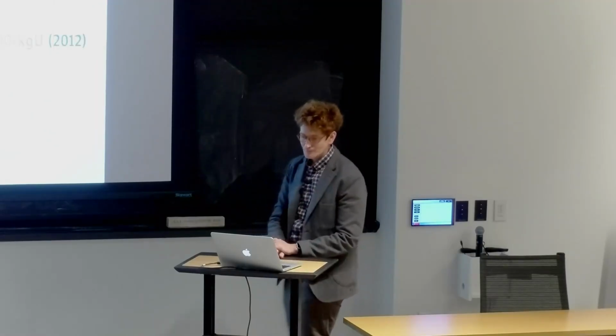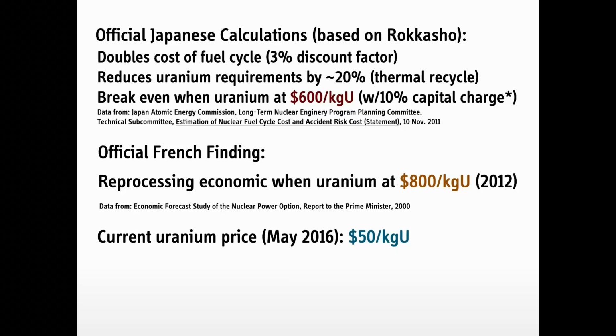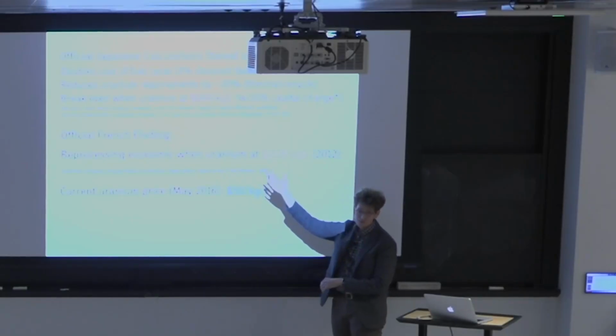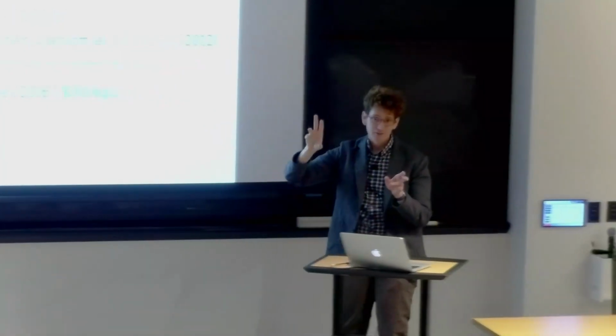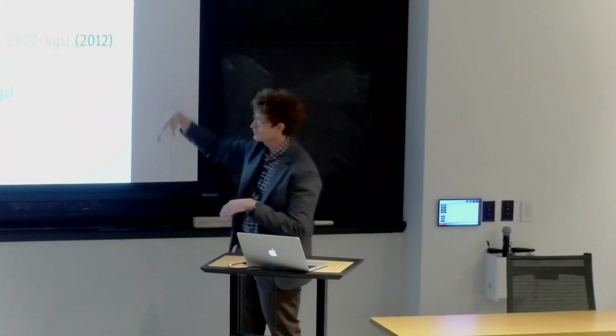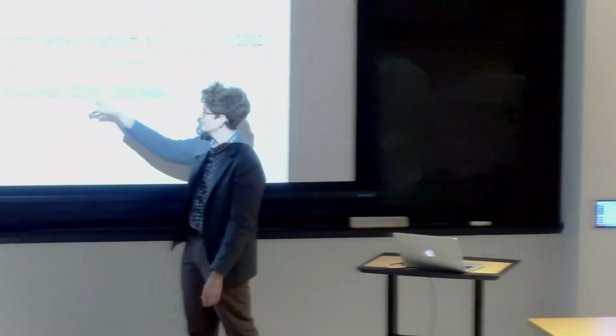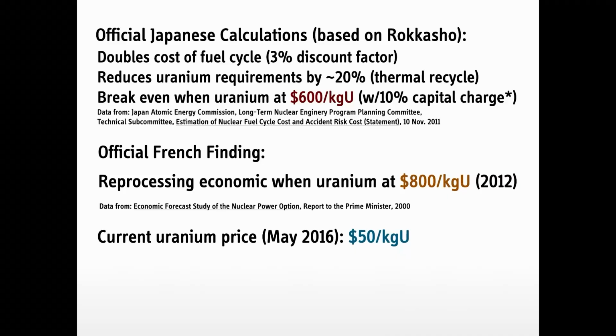In Japan, the official calculation is that the break even happens when uranium is at $600 a kilogram, and the official French finding was $800 a kilogram. So even higher than what I've just said. The optimistic reprocessing figure of 300 is very optimistic. In reality, once you build these things, there's the actual price. Gosh, this slide is old. Uranium is just nowhere close.